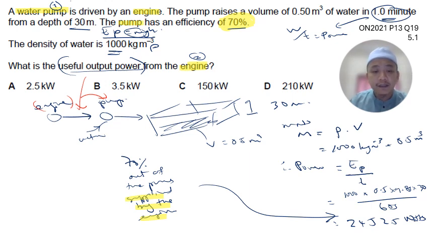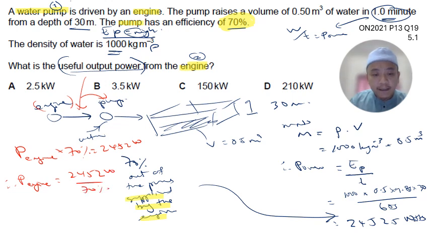But out of all the useful output power from the engine, only 70% is being used because of the efficiency. So here we can know that 70% of the useful output power of the engine would be equivalent to 2452 watts. Therefore, we can get the power of the engine: 2452 watts divided by 70%. So roughly you will get 3.57 kilowatts, where the answer will be B.